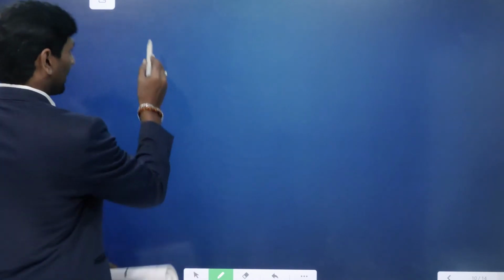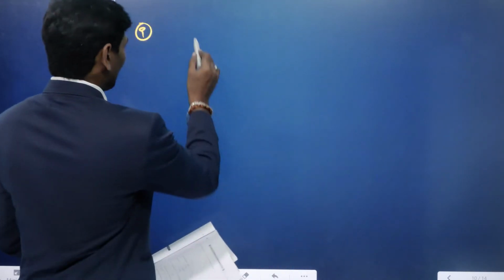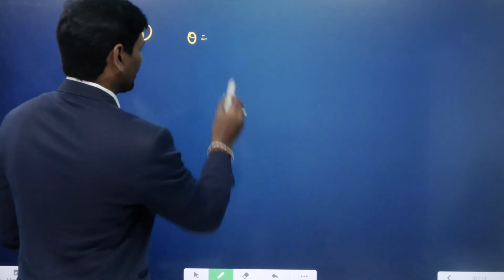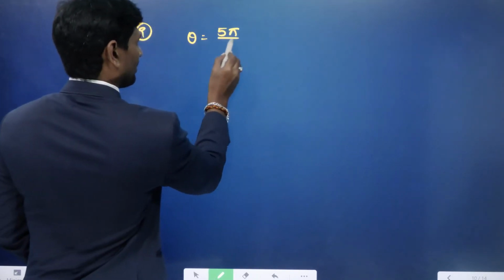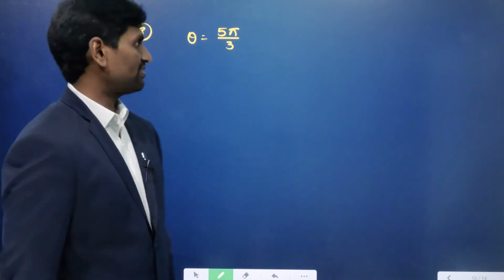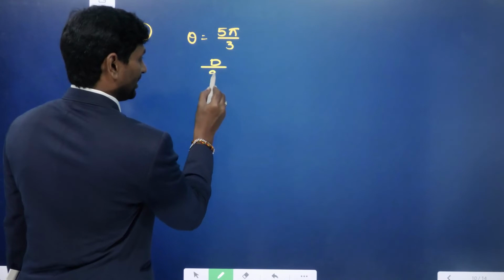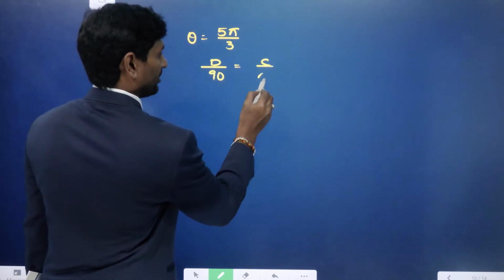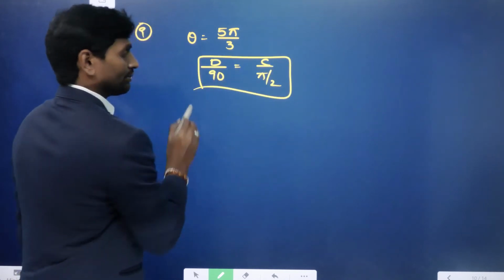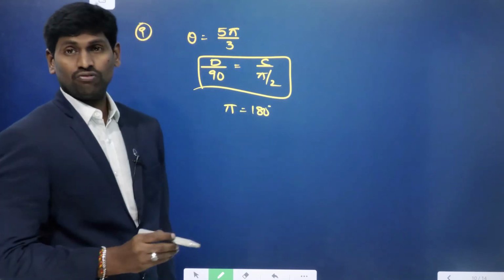Question number 9. Now observe here, the circular measure theta, the angle is given, that is 5 pi by 3. That means the angle is given in radians. We need to convert it into sexagesimal measure. Sexagesimal means what? D by 90 degrees equals to C by pi by 2. I told you to remember that the pi value is 180 degrees.